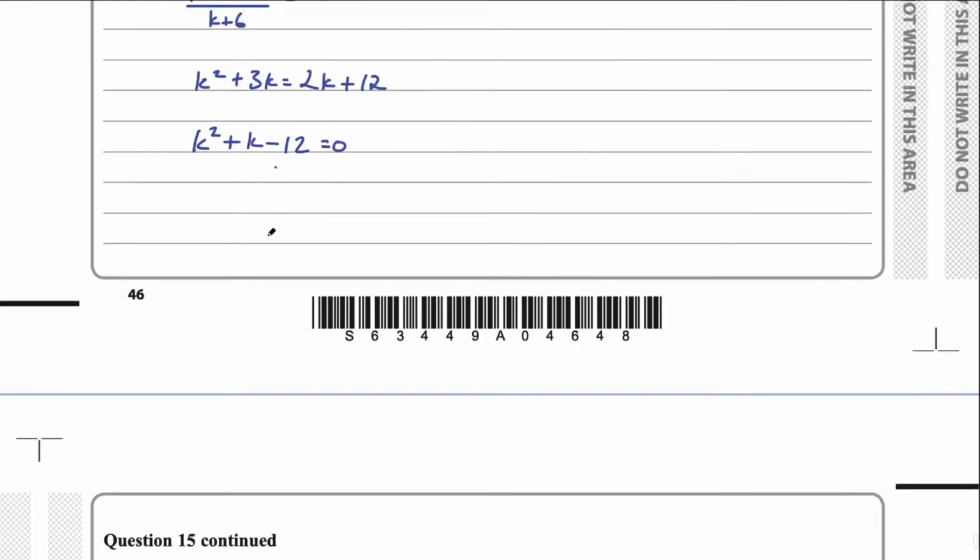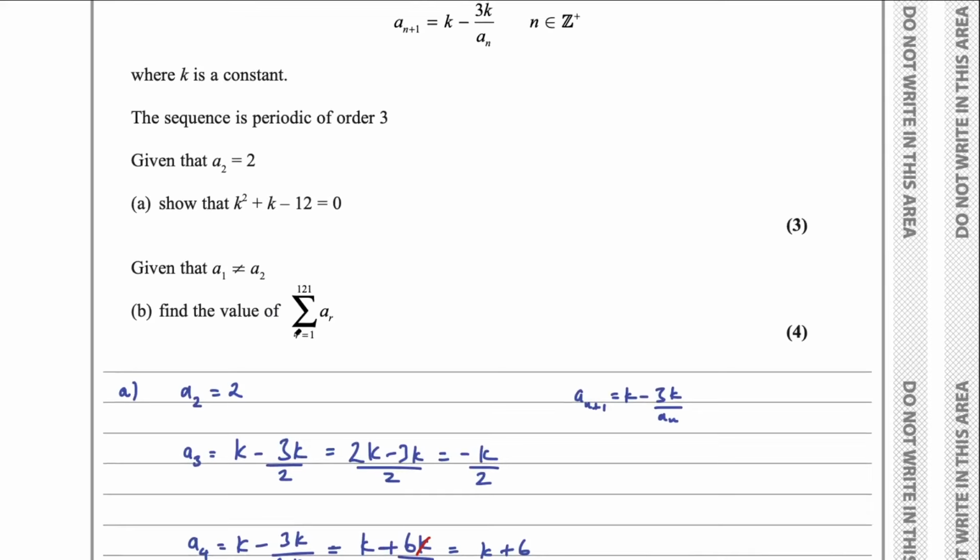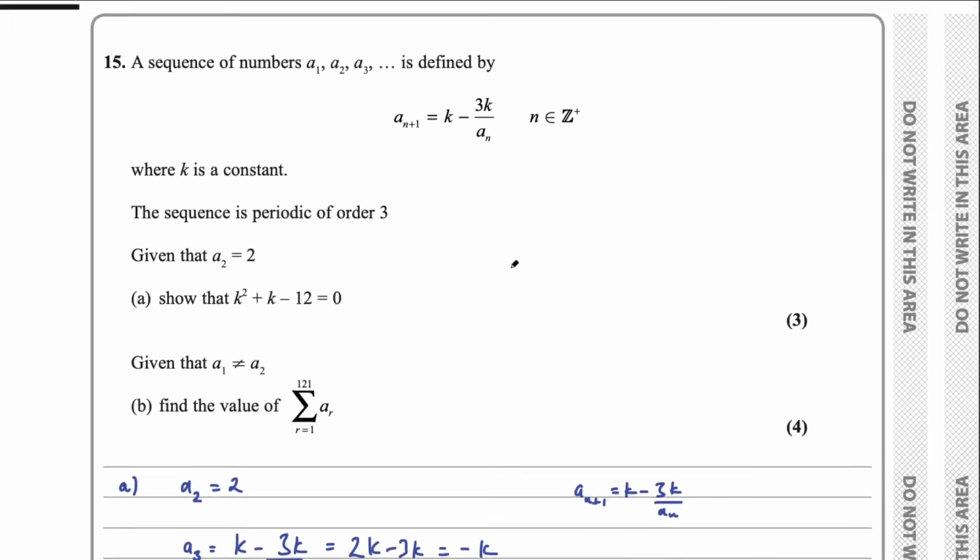So let's go back to the question. I believe that's all we needed to find. So find that value. We've done that. Final answer 389. And that was question 15 for a total of 7 marks. And that is the end of the paper.